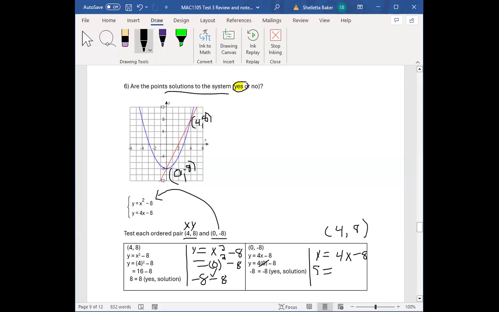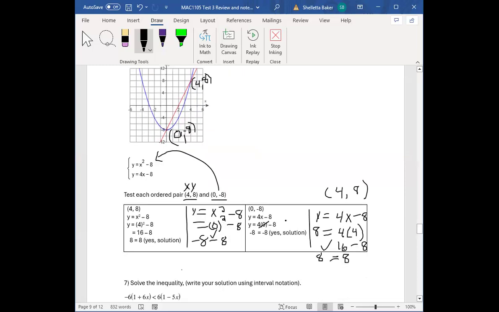So our y is 8. We're testing to see if this is a true statement. 4 times 4, or 16, minus 8, does that give us 8? And it does. Okay, so it checks out, and we would say yes, these 2 points are solutions to the system because they are both solutions to both equations.